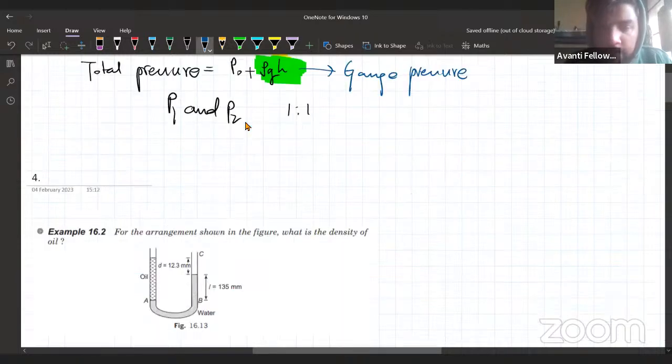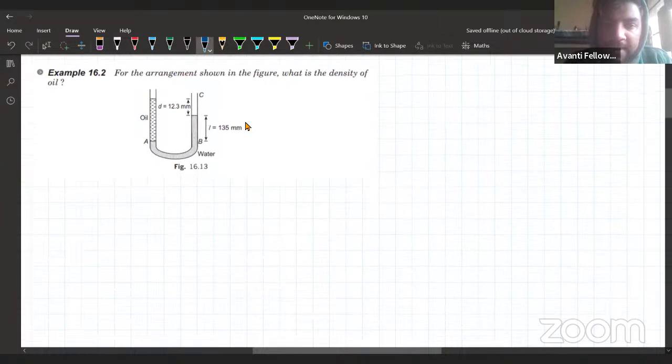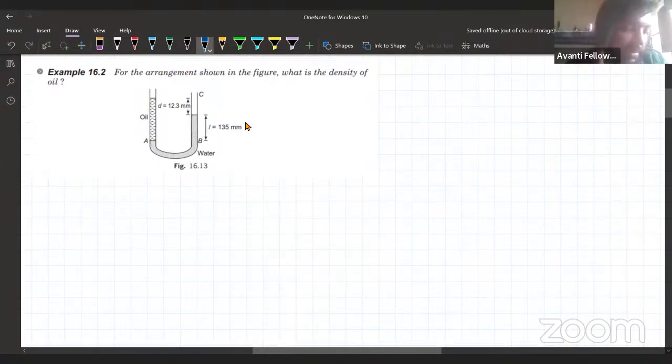I'm giving you 5 minutes to solve this question. I'll explain the question first. For the arrangement shown in the figure, what is the density of oil? You have to calculate the density of the oil. I'm giving you a hint: the pressure at this point and the pressure at this point will be equal, at the same horizontal level. Just equate these two pressures, you'll get your answer.